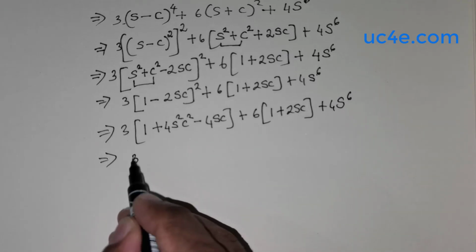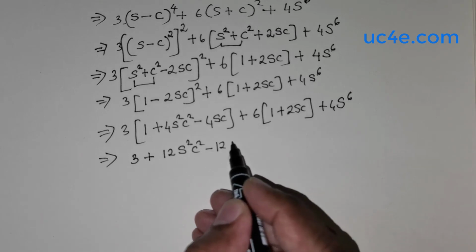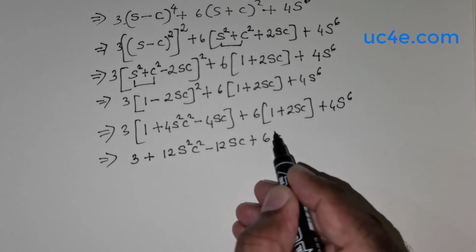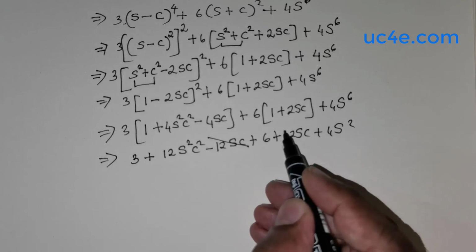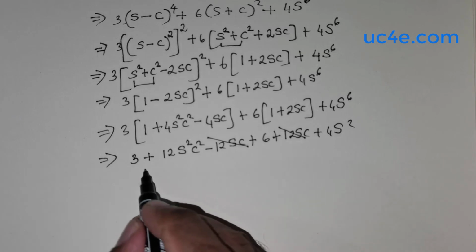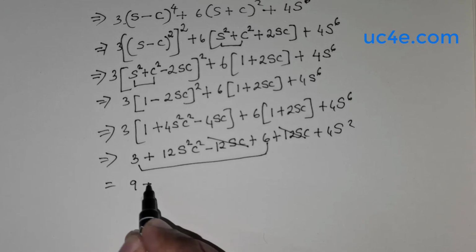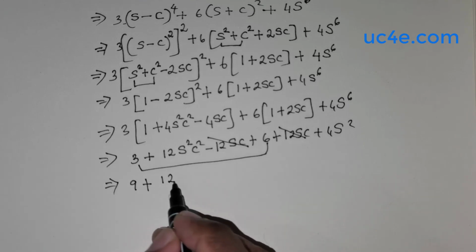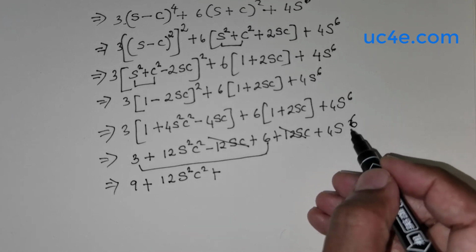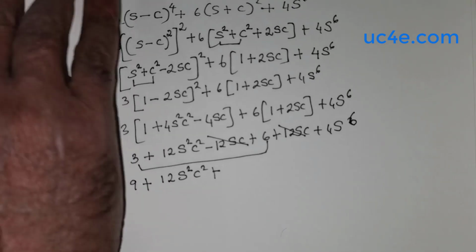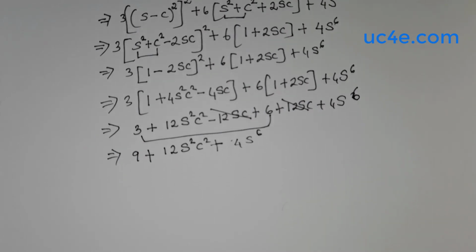Now this is rewritten as 3 positive 3 times 4 12 s squared c squared negative 3 times 4 12 s into c, positive 6 positive 12 times s into c, positive 4 times s squared negative 12 times sc, positive 12 times sc can be cancelled. 3 added with 6 would give me 9, followed by 12 times s squared c squared. This is actually 4 times s raised to the power of 6, right? So followed by 4 times s raised to the power of 6, right?